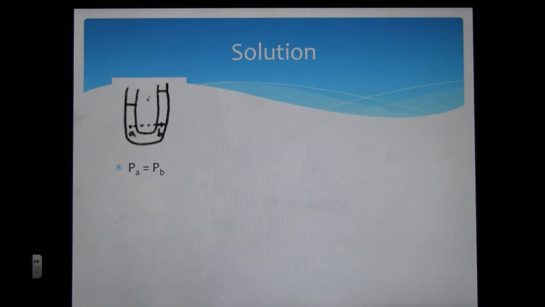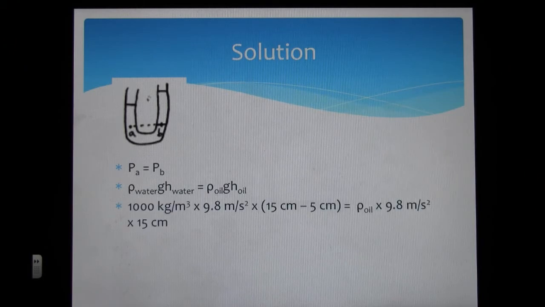So PA is equal to PB, and pressure at these depths is rho GH. So A is underneath the water, so we have density of water times G times H of the water, the depth of the water, equals rho GH for the oil at point B. We can plug in our values. We have the density of water, G, and H of the water.